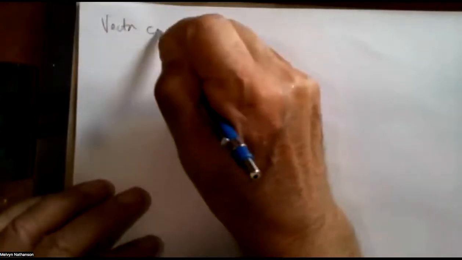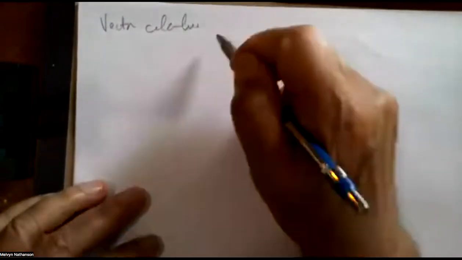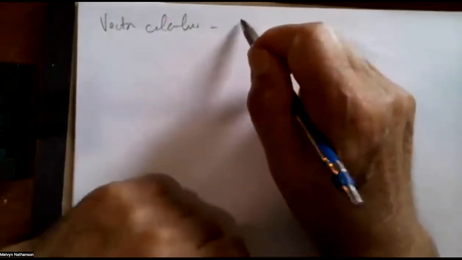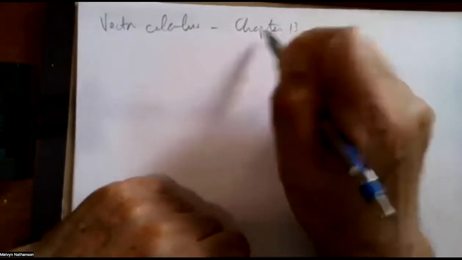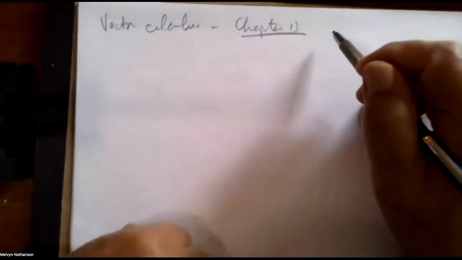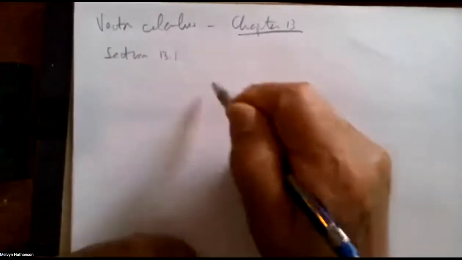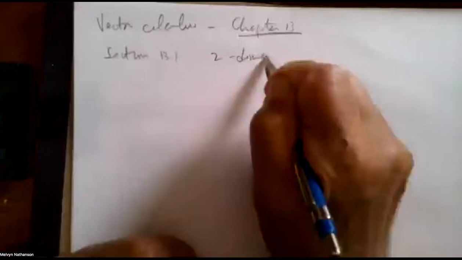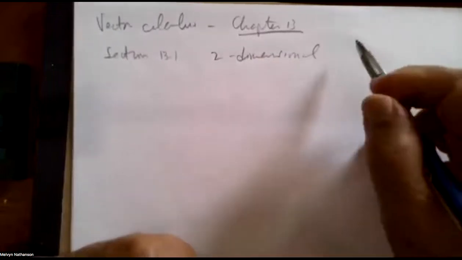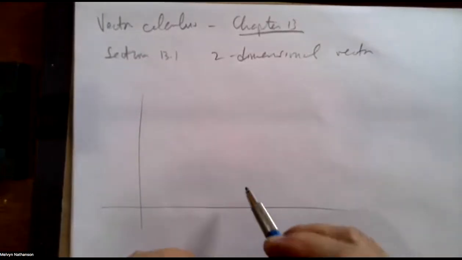Let me take a look at what I can do. So now you should see a nice white piece of paper that I can write on. Vector calculus. And we're looking at, I believe it is chapter 13, which is 2-dimensional and 3-dimensional vectors. And what is probably the very first section is 2-dimensional vectors. So now we're just working in the ordinary XY plane.